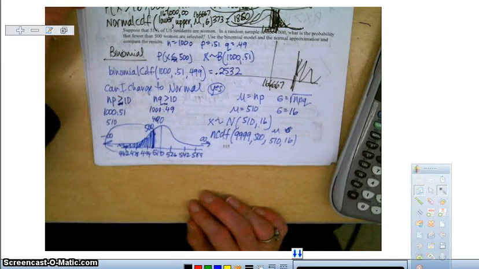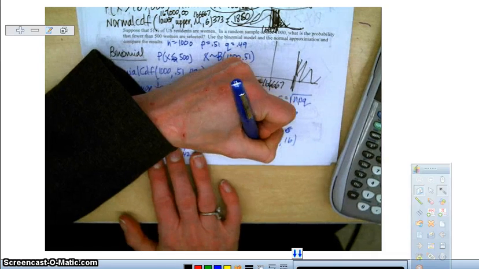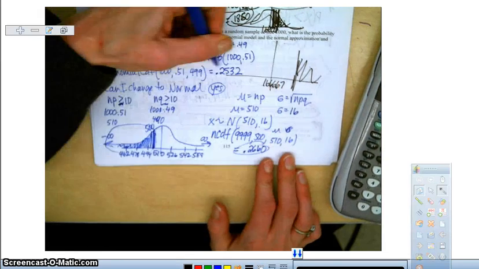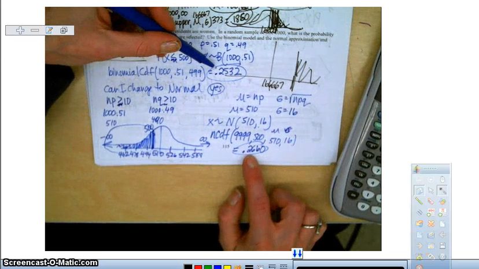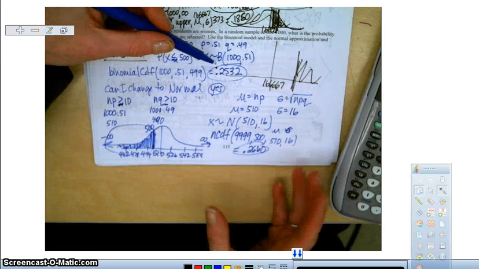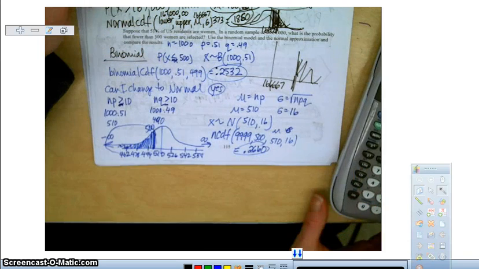And what do you get for your probability? 0.266. Is that very close to what we got when we used the binomial? Is 0.25 pretty close to 0.26? Yes, they're very close to each other. So is it a pretty good approximation? Is it exactly the same? No, and it won't be, okay?